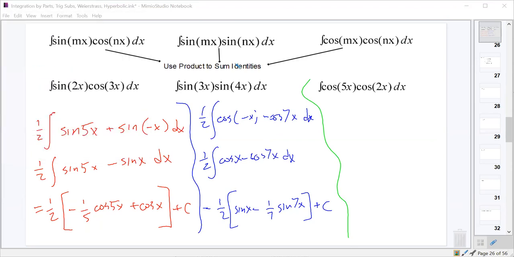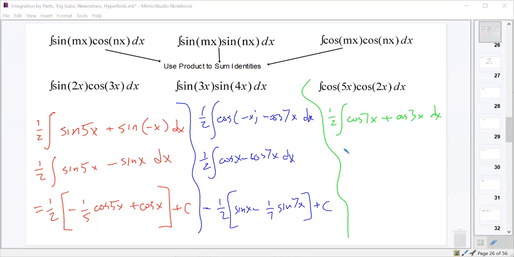All right, and then the last one, cosine 5x, cosine 2x. Same basic concept. I think this one, I'll try and get this one right. 1/2 the integral of this one, I believe, is also both cosine. So cosine, and now it's 7x, and now it's a plus between them, I think, and then subtract the last two. Does that look right for that one? Yeah, okay. And so then we'll integrate those.